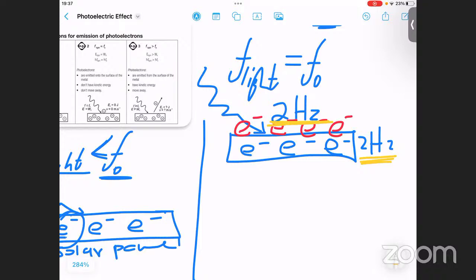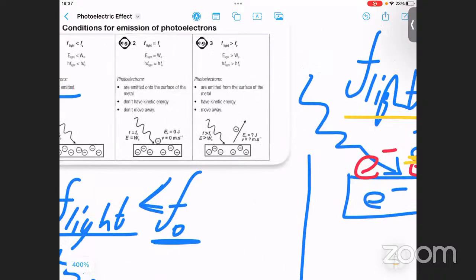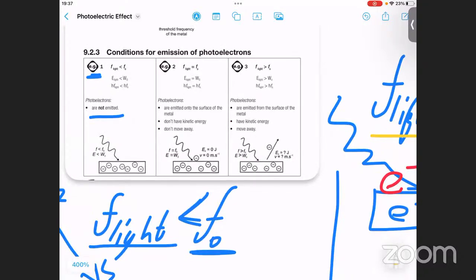That is what happens in situation number 2, where we say the energy of the light is equal to the one which is needed to just see a reaction. It is summarized there where they say the photoelectrons, yes, they are emitted onto the surface, but they don't have energy to do what? To move away. So they will just remain on that surface.